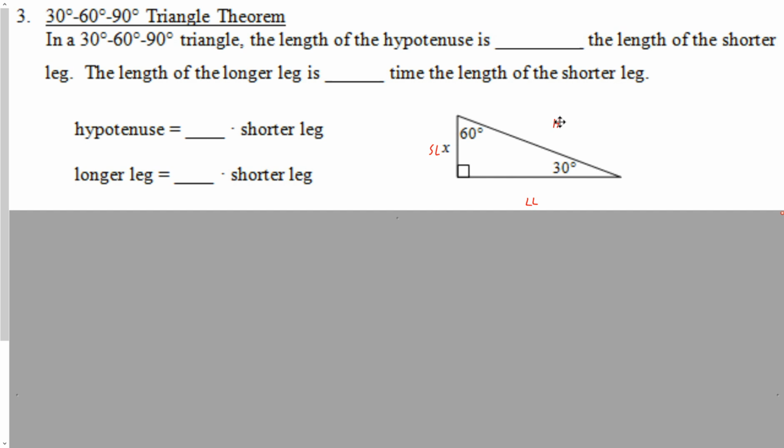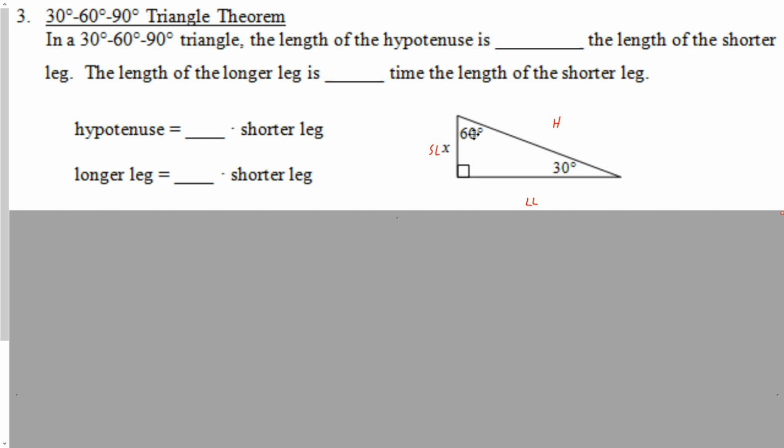Hypotenuse should be the easiest one. It's still always opposite from the right angle. We know the shorter leg has to be opposite from the 30-degree angle because it's smaller than the 60-degree angle. We had inequalities in triangles earlier this year that told us the shorter side is opposite the smaller angle. And then the longer leg is opposite the 60 every time.